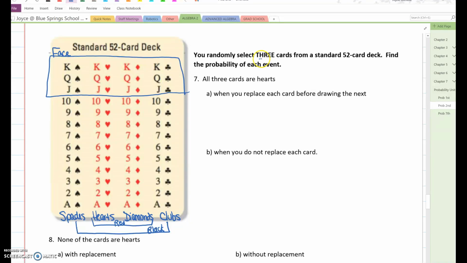We are going to randomly select 3 cards from a standard 52 card deck and find the probability of each event. We want to find the probability that we pick out 3 hearts when we replace each card before drawing the next. So there are 13 hearts in the deck, 13 out of 52. That's the first card that we draw. We replace that card. The second time we draw, there are 13 out of 52 hearts. And the third time, there are 13 out of 52 hearts. So in our calculators, we would multiply that all out.